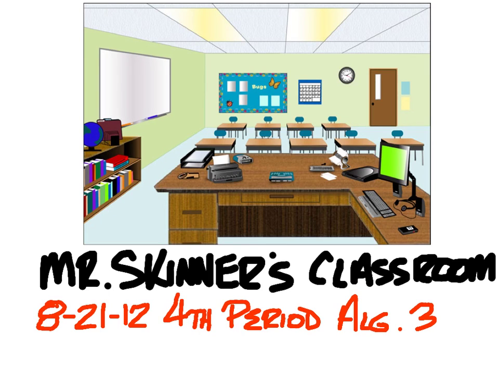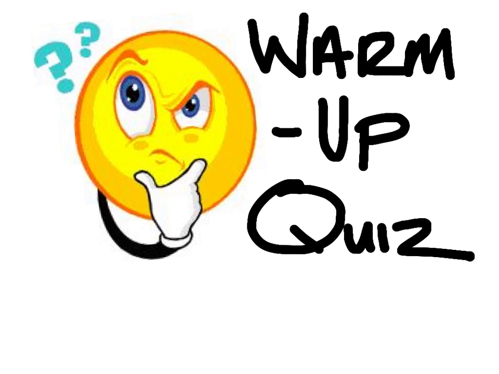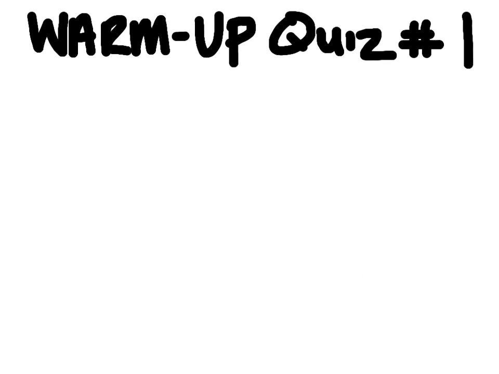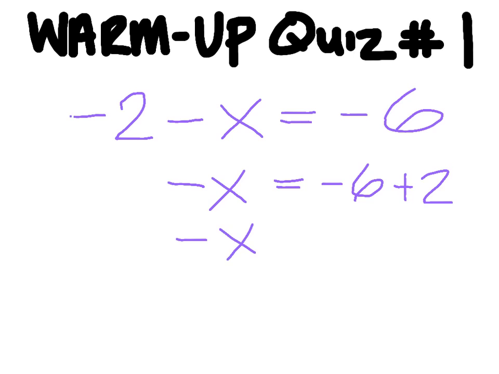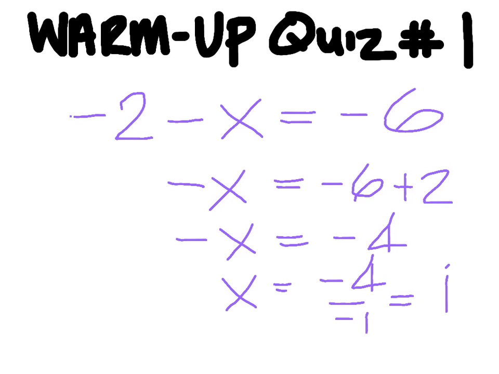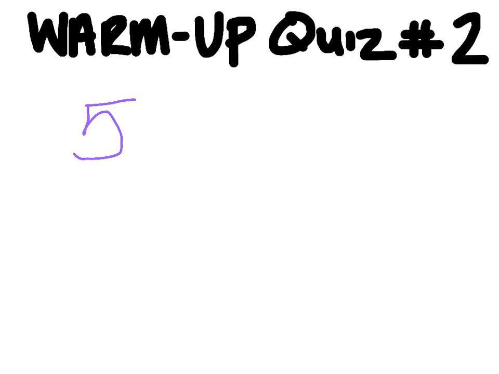Tuesday, August the 21st, 4th period, Algebra 3. Warm-up quiz is first. Problem number 1. Answer is negative x equals negative 6 plus 2, negative x equals negative 4. Divide by negative 1. So you get a 4. Next up, number 2.